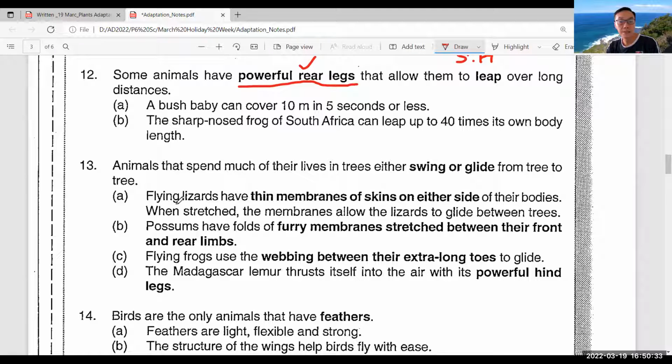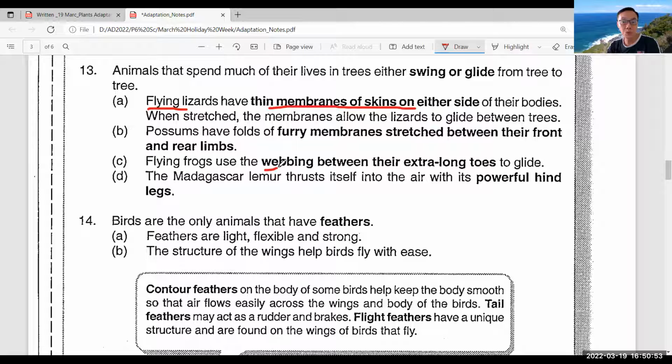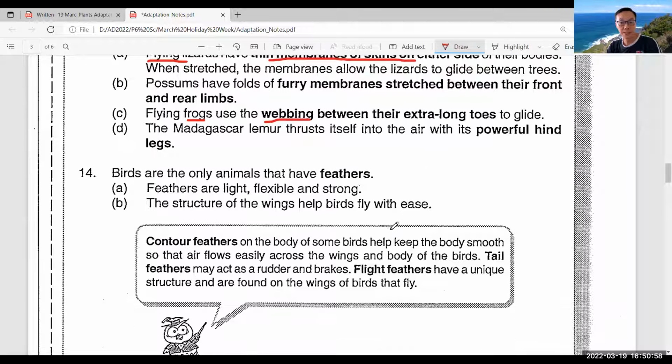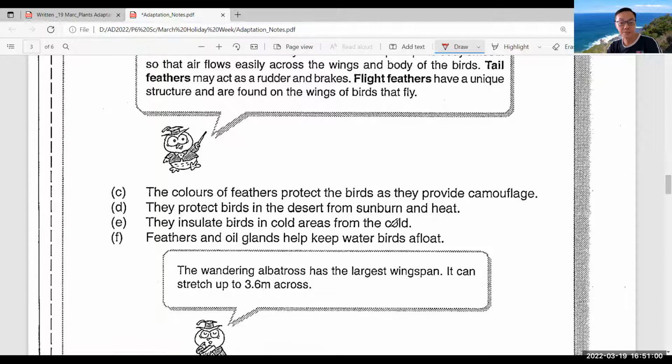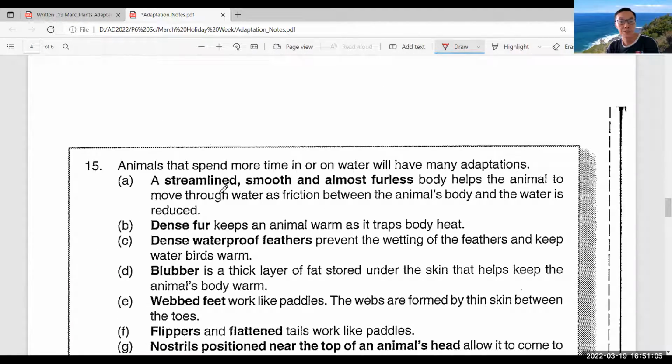Okay, some lizards have these membranes on either side of the body, because as they jump off from a greater height, once they open them, they can glide across the trees. Some can travel as far as 30 meters across. Okay, so these are all structural adaptations. Web feet also, of frogs. Okay, these are structural adaptations. And okay, next, streamlined body.